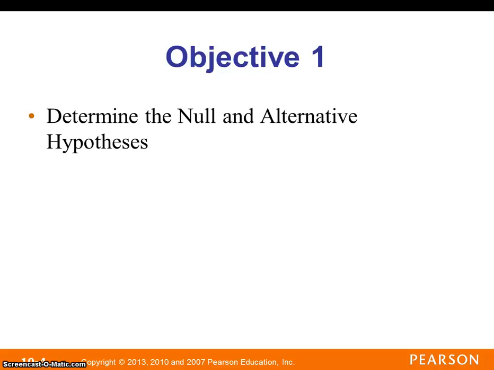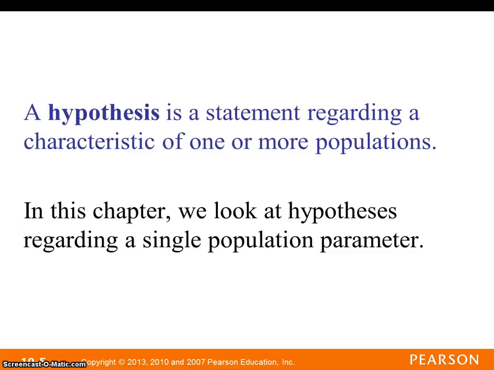So the first objective is determine the null and alternative hypothesis. So a hypothesis is a statement regarding a characteristic of one or more populations. So something that's sort of assumed to be true. In this chapter, we'll look at hypotheses regarding a single population parameter. So we'll look at the population proportion, the mean, standard deviation, and in subsequent chapters we'll look at what happens when we're comparing two different population parameters if we have more than one sample.